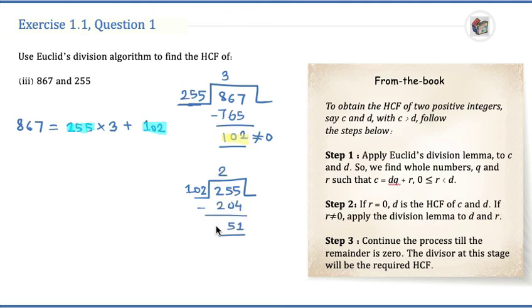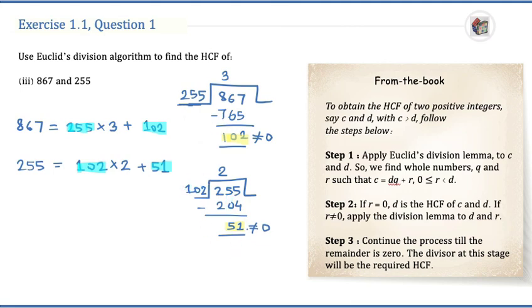Alright, so this is what you should get if you divide these numbers. The remainder, as you see here, is 51. So again, it's not 0. That already tells me that I have to do more. I'm not yet done. So let me write this stage down. 255 is equal to 102 times 2, which gave me the 204, and then plus 51. So since it is not 0, I have to apply the lemma one more time on these two. Which two? The divisor at this stage and the remainder at this stage.